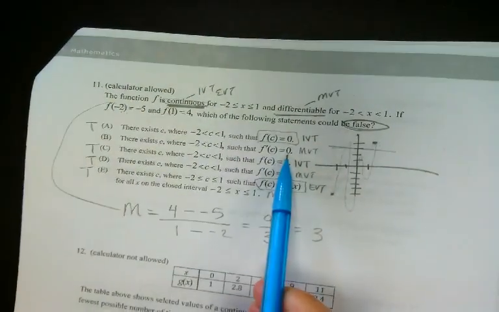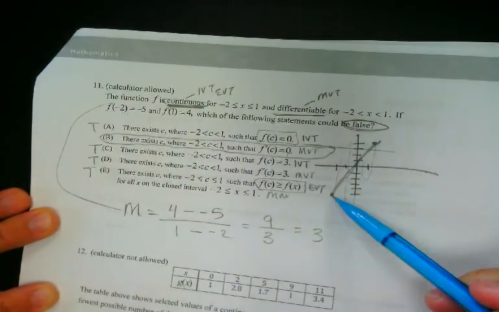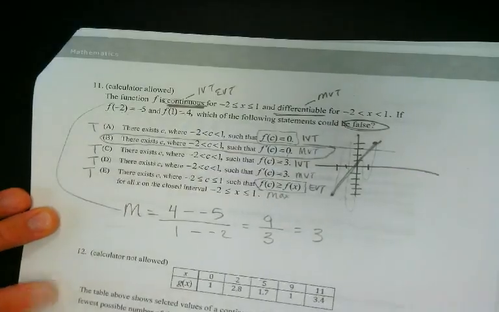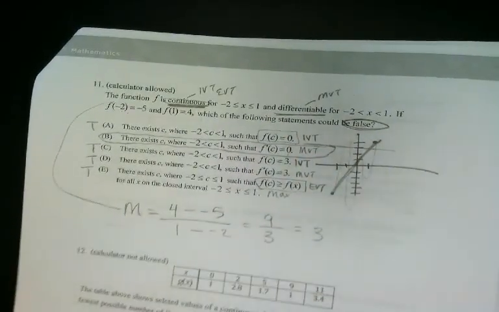It could be true, but it could be false. I did not magically come up with a number to get me a slope of 0. Again, if it was just a straight line, it definitely wouldn't have a slope of 0. Okay, so we're just recognizing when we see this in a multiple choice, IVT versus MVT versus EVT.